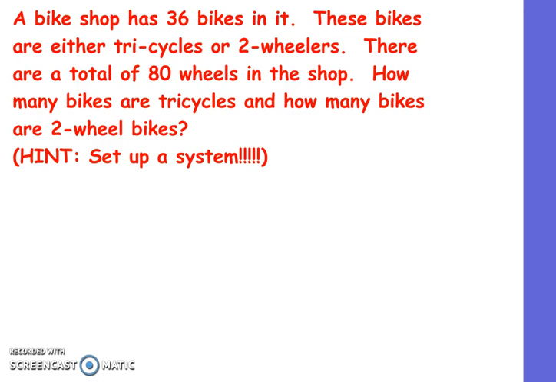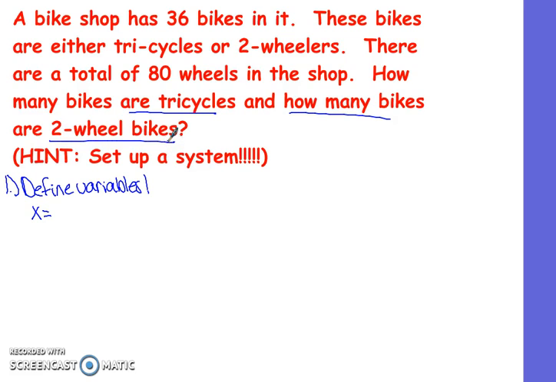Hint, we're going to set up a system. But the first thing you should always do is define X and Y, or just define your variables. You must define your variables. I'm going to say that X, because we're looking for two different things, how many bikes are tricycles and how many bikes are two-wheel bikes. Those tell me my variables because it's the question. So I'm going to write it as X equals the number of tricycles and Y equals the number of two-wheel bikes.